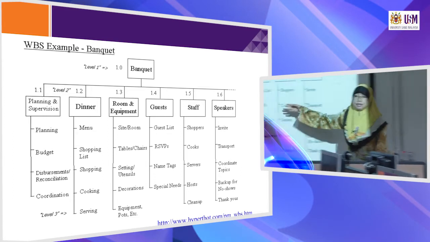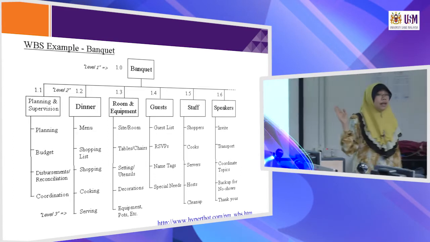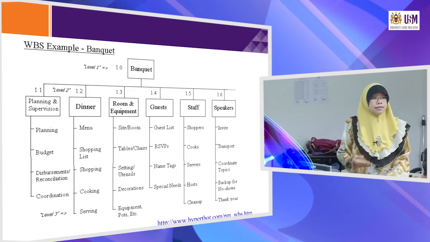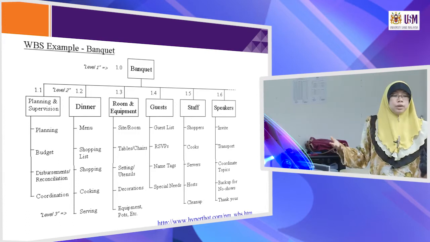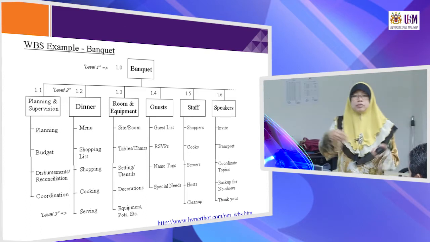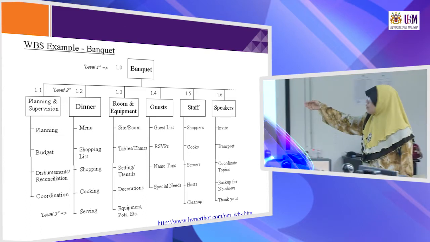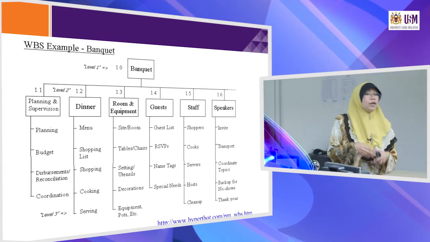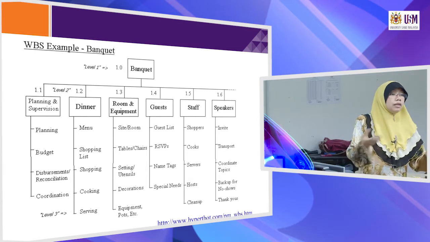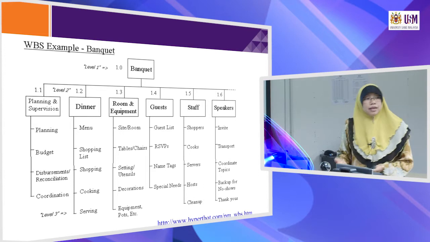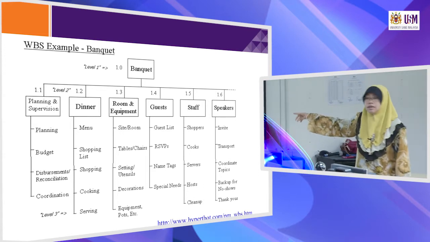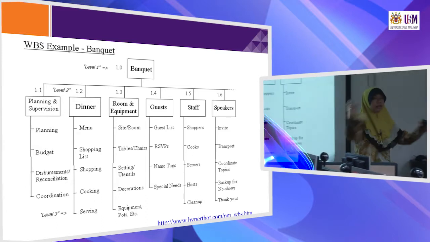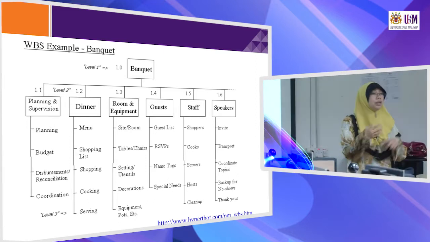And then guests. You have to think of the guests: VC, deans and so on. How about other guests, for example from INTI College, from Job Street, and so on? How are you going to accommodate them? For example, if Job Street is from KL, are you going to book hotel rooms, or where are you going to locate them? So you must have that list under here. Staff: you are the committee, but the staff will be doing the work.